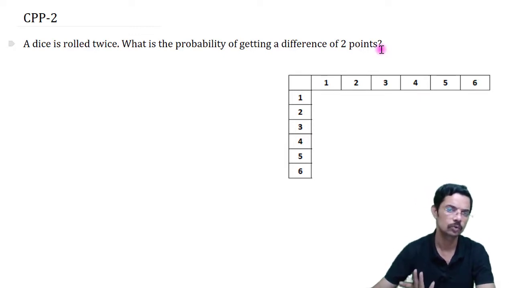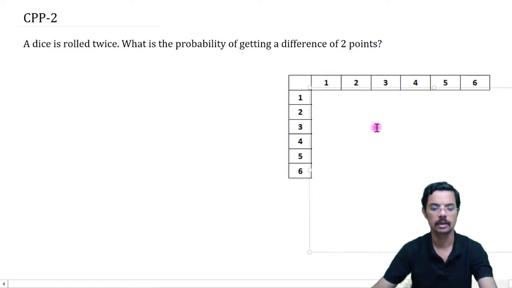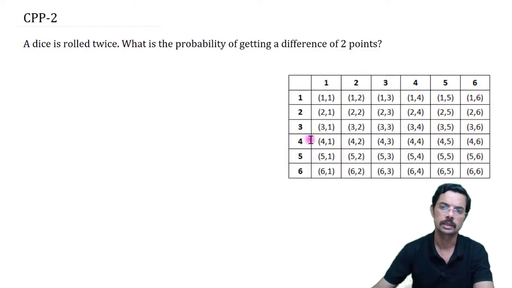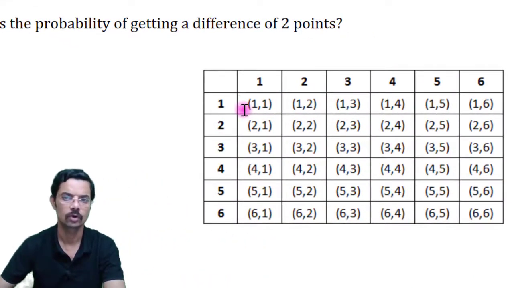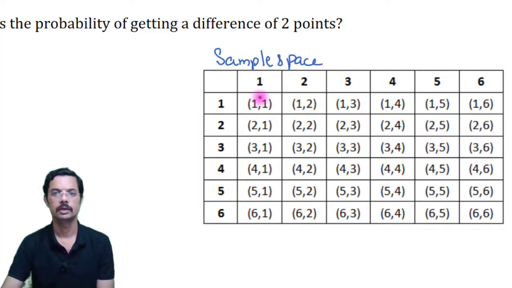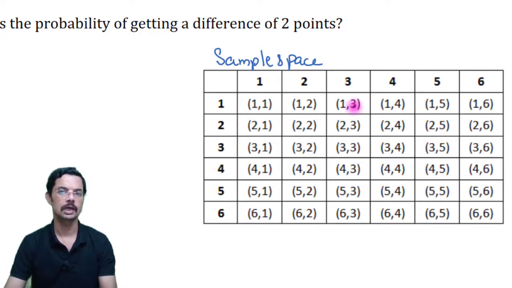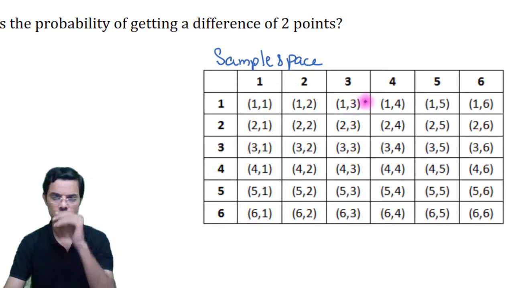Suppose we roll 2 dice or 1 die twice, so these are the possible outcomes that can occur. These are the set of all outcomes, or we can call this the sample space. We are writing it in table format to avoid mistakes. So what is the probability of getting a difference of 2? Here the difference is 0, here the difference is 1, here the difference is 2. So we need to collect those outcomes where the difference comes out to be 2.